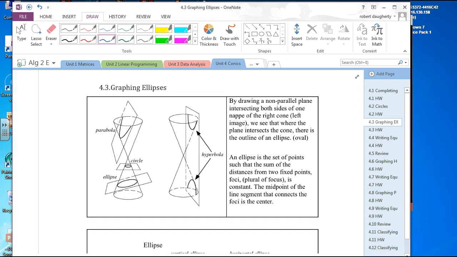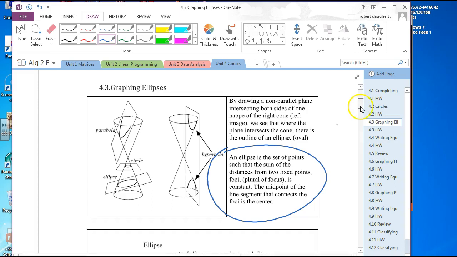To get an ellipse, you're going to section at an angle. And so you can tell when you section this, it's not going to be a circle, it's going to be more oval shaped, which the mathematical term is an ellipse. So it's the set of all points such that the sum of the distances from two fixed points is constant. The midpoint of the line segment that connects the foci is the center. So there will be a center right here of the ellipse.